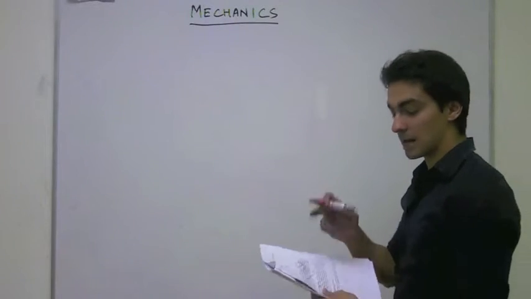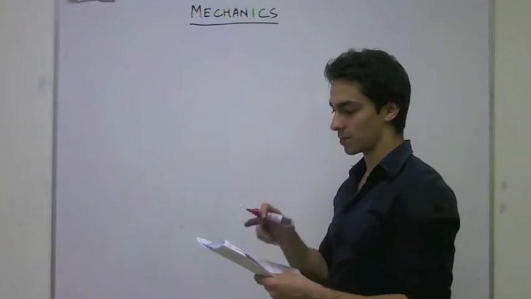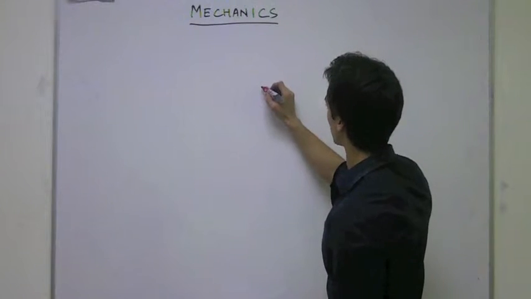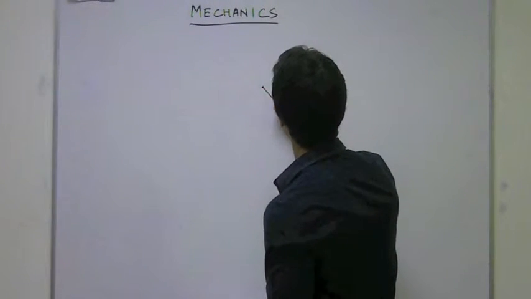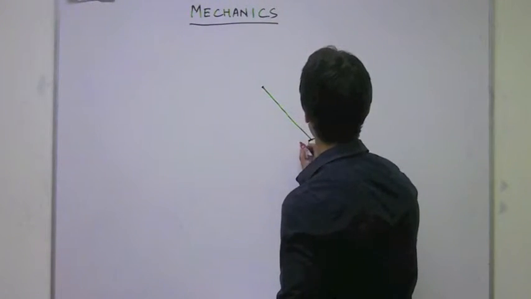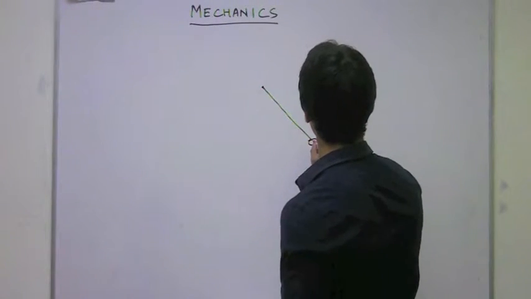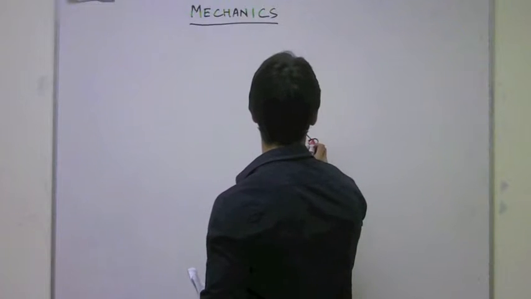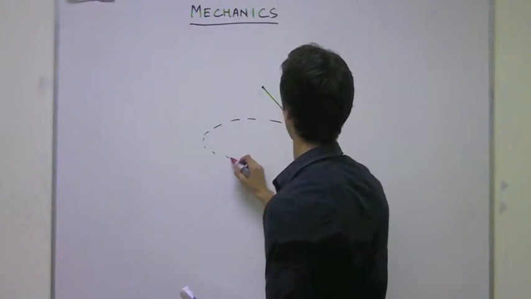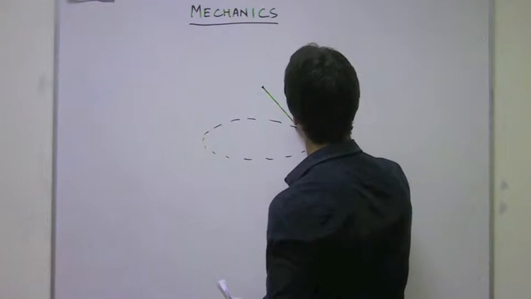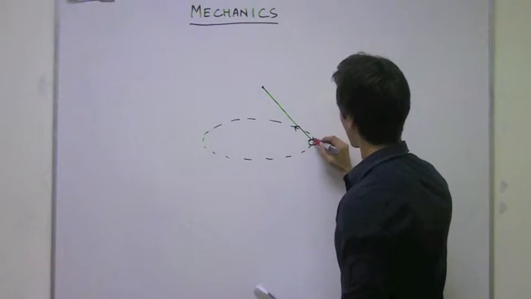Okay, the last section of chapter 2 is uniform circular motion. So suppose we have a stone attached to a string which is fixed at this point, and this stone is moved in a circular path, right?